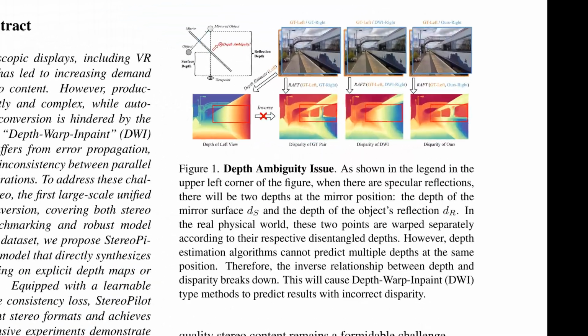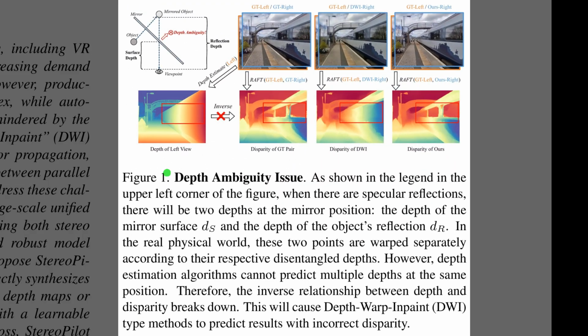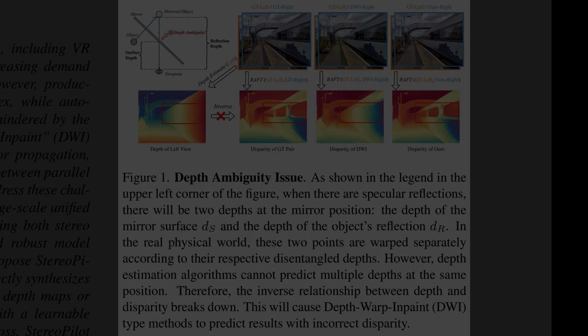Figure 1 explains why depth-based stereo conversion can fail in reflective scenes because one pixel can correspond to two real depths. The full figure lays out a mirror example and then compares disparities, which are the left-right pixel shifts that create the 3D effect. The top row shows the ground truth right view, a depth warp in-paint result, and the method here. The bottom row highlights that the depth warp in-paint disparity is wrong inside the red box, while the proposed result stays closer to ground truth.